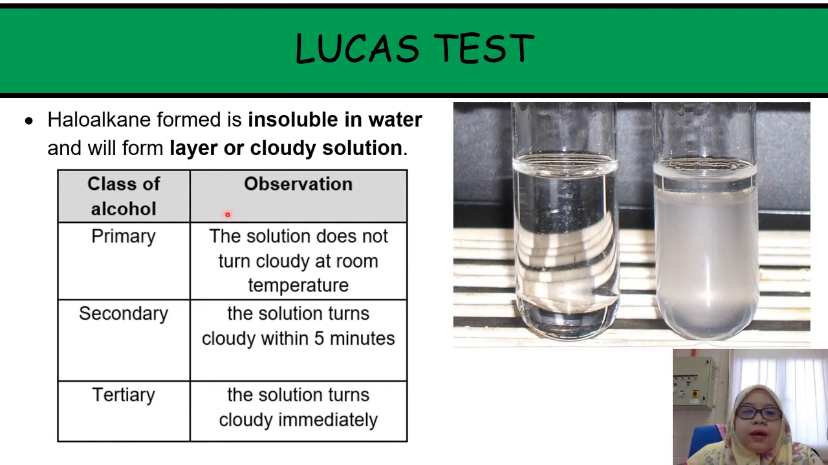So how is the Lucas test used to differentiate the class of alcohol? We will look at the observation. For primary alcohol, the solution does not turn cloudy, but for secondary alcohol, the solution will turn cloudy within 5 minutes. For tertiary alcohol, the solution will turn cloudy immediately. That is how we differentiate the class of alcohol using the Lucas test, by the observation.